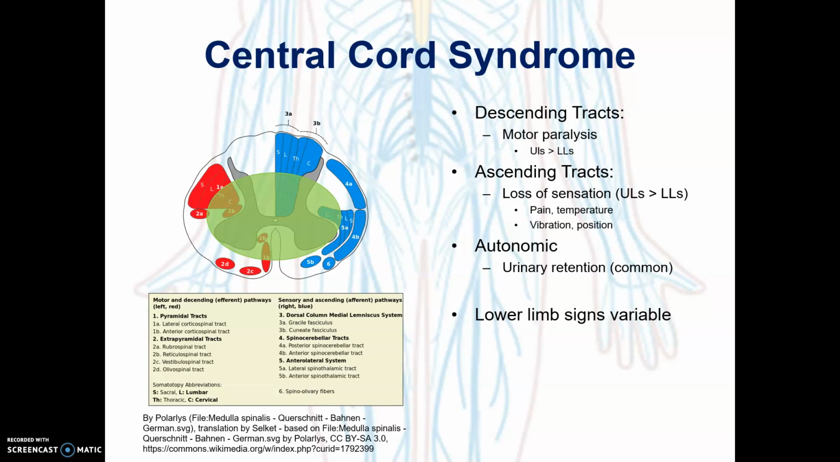And there's a similar pattern with the ascending tracts. Both ascending tracts can be affected, both the vibration sense, or the dorsal column, and more importantly, the spinothalamic tracts. And again, the upper limbs are affected more than the lower limbs.